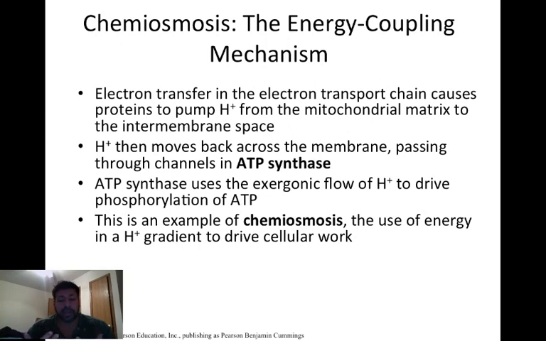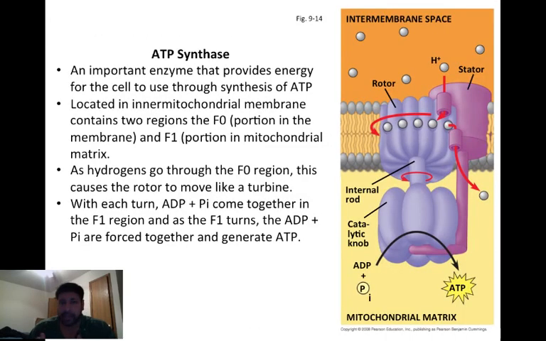So the hydrogens will then go down their concentration gradient, and they're going to go through the channel built within the inner membrane of the mitochondria, known as ATP synthase. So ATP synthase uses this downward, or exergonic, flow of hydrogen to drive the phosphorylation of ATP. This is an example of what chemiosmosis is, the use of energy in a hydrogen gradient to drive cellular work. Okay? And here's how it works.